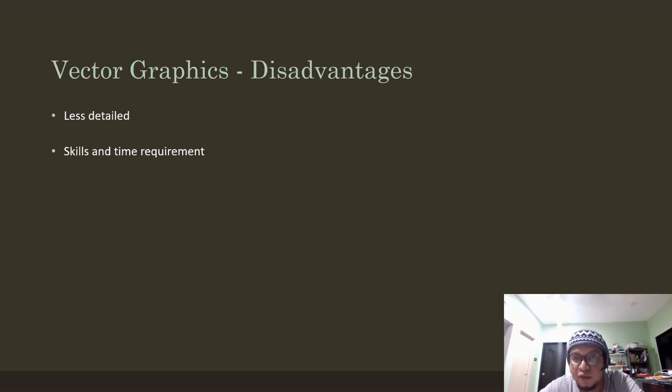The next one is vector graphic disadvantages. The first one is less detail. Vector files are limited in dealing with complex images. For instance, photographs require color shading and blending that vector files cannot provide as well as raster files. The second one is skill and time requirement. Vector files can require more skill and time to create.